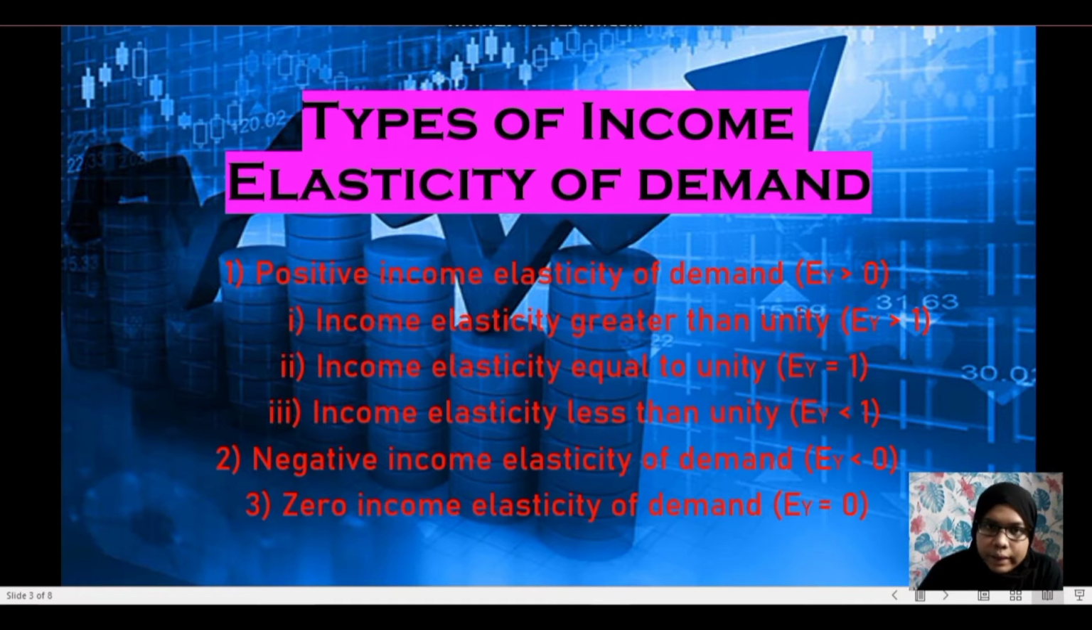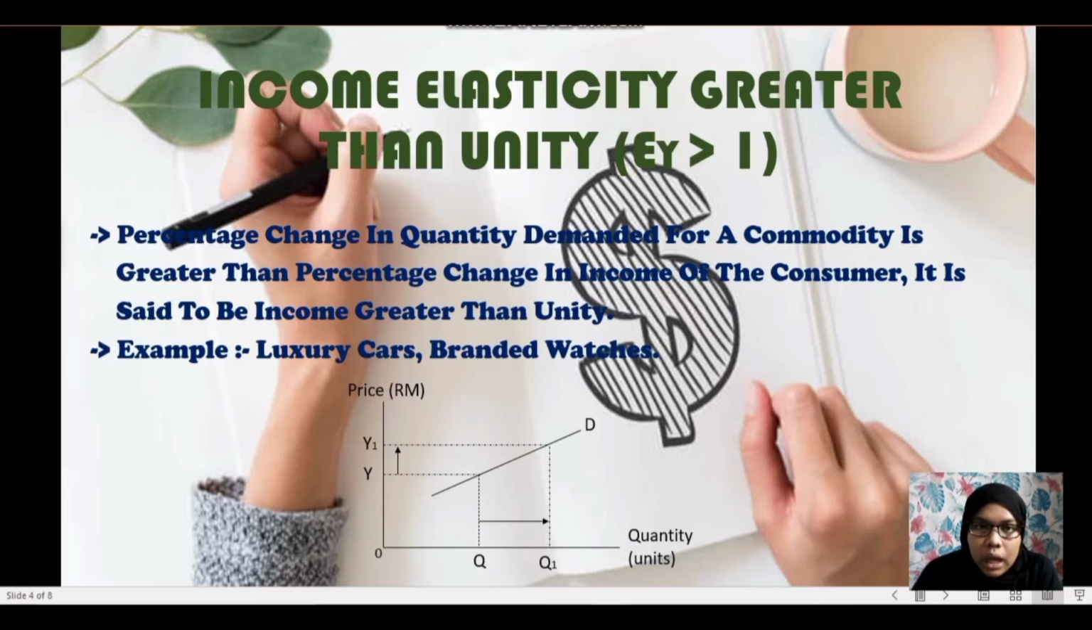These are the types of income elasticity of demand. Positive income elasticity of demand: income elasticity greater than unity, income elasticity equal to unity, income elasticity less than unity. Negative income elasticity of demand, plus zero income elasticity of demand. This is the income elasticity greater than unity. If the percentage change in quantity demanded for a commodity is greater than the percentage change in income of the consumer, it is said to be income elasticity greater than unity.